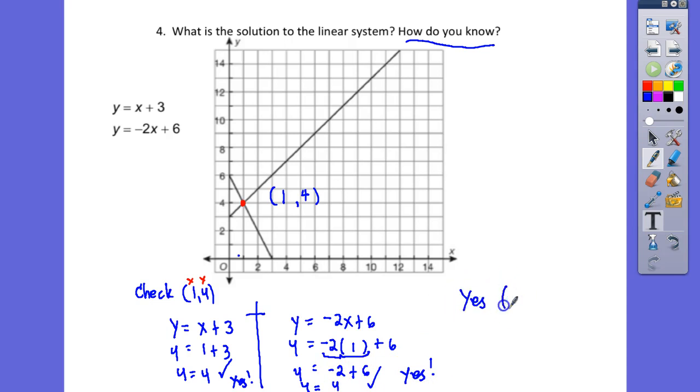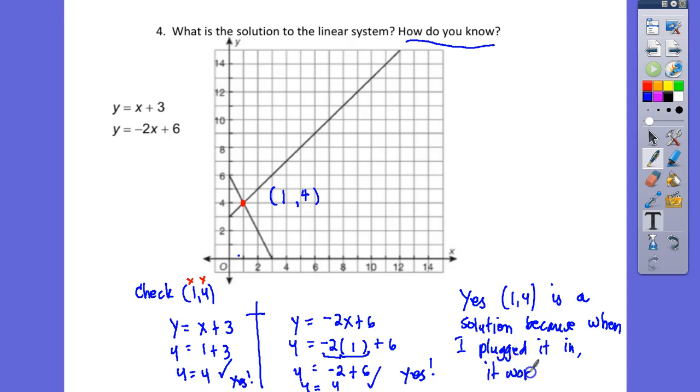Yes, 1 comma 4 is a solution because when I plugged it in, it worked in both equations.